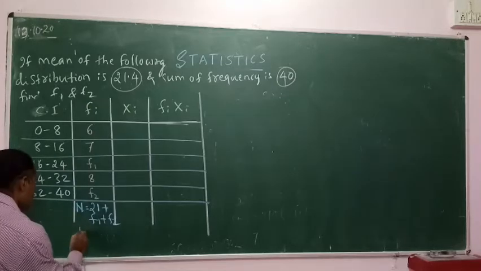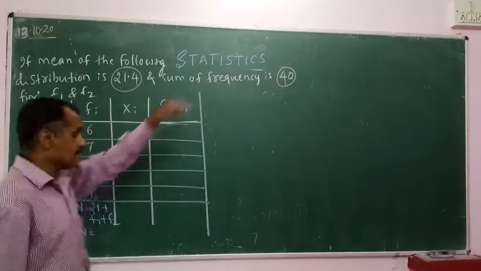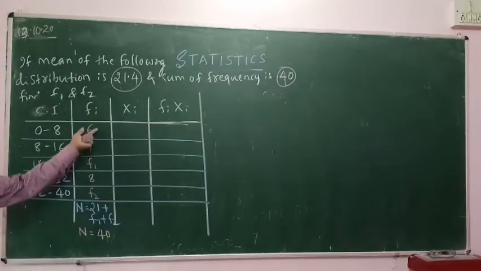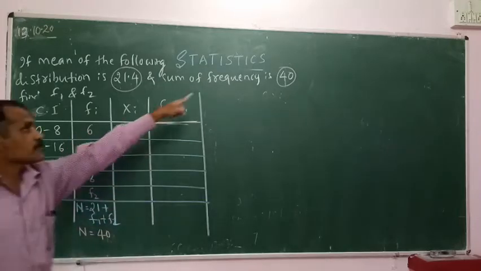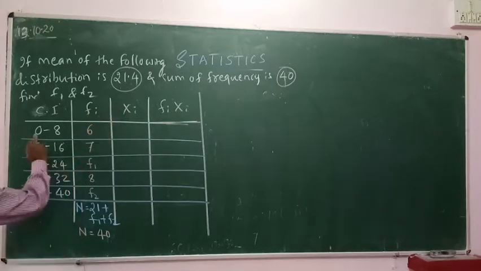Let me write here n is equal to the sum of the frequencies, n = 40. Both n I will write here. This is from the actual total. This is given in the problem. Now let me find the xi values.